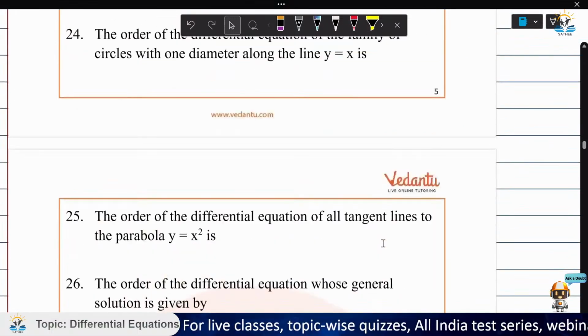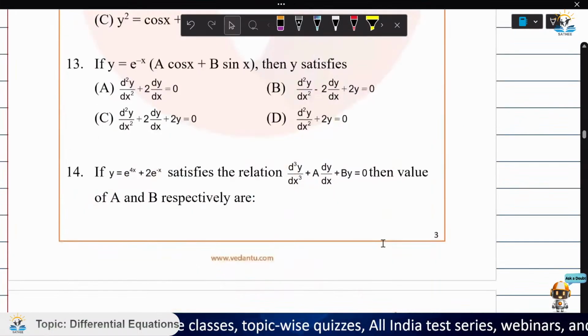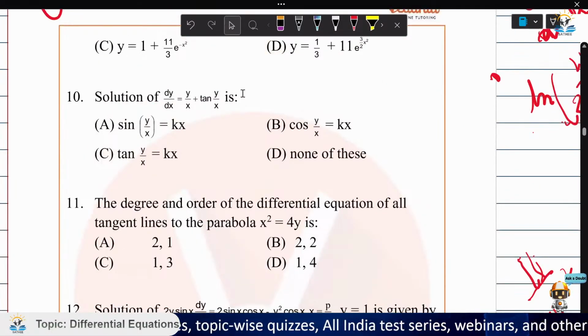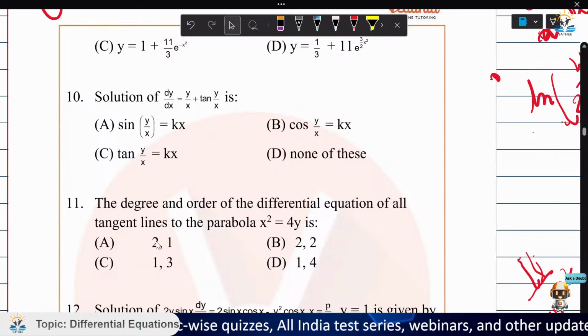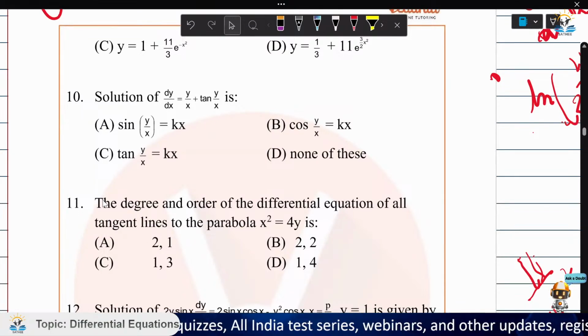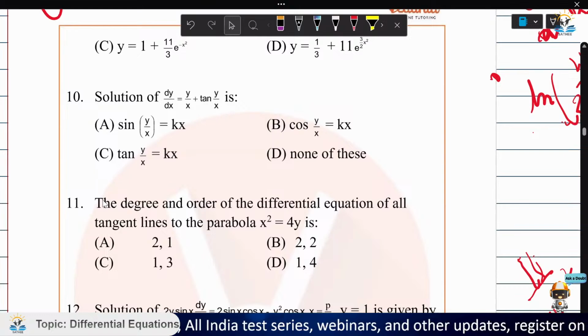So the thing that we have here is the 11th question, right? The degree and order of the differential equation of all tangent lines to the parabola x square minus 4x. Okay.